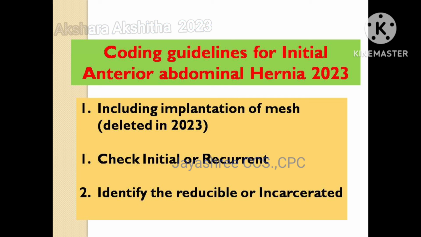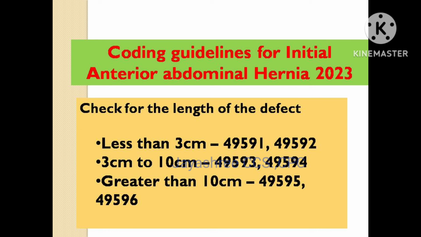Okay. The next thing is to check whether it is reducible or incarcerated. After checking all these points, next we need to check the length of the defect. There will be three types of CPT codes based on the length of the defect. The first is less than 3 cm, 49591 and 49592. The first code is for reducible, the second code is for incarcerated. Like that, from 3 cm to 10 cm, there will be two codes, one code for reducible and another code for incarcerated.